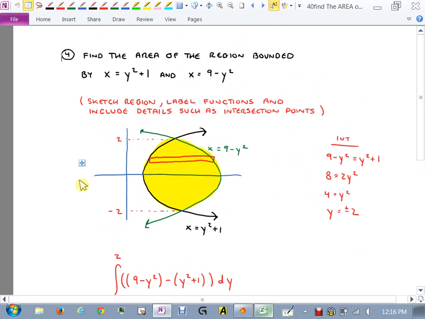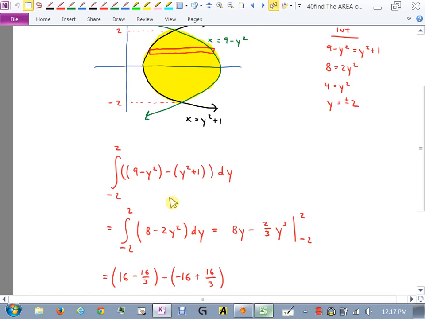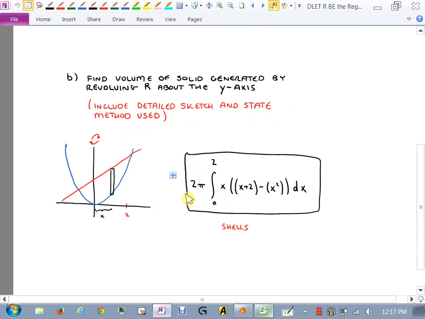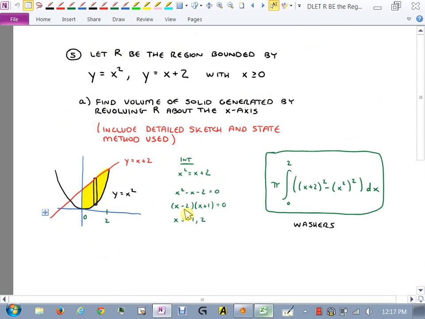Next one. Same thing, area of the region bounded by these two curves. Now you have to turn it sideways, right? You have to be looking at integrating with respect to y. Same thing, intersections, set it up, take it all the way. Let R be the region bounded by these two curves with x greater than 0. So you have a parabola, you have y equals x plus 2, and then notice this part right here, x greater than 0. That meant that you do not include this part. That would have caught someone, I'm sure it did.